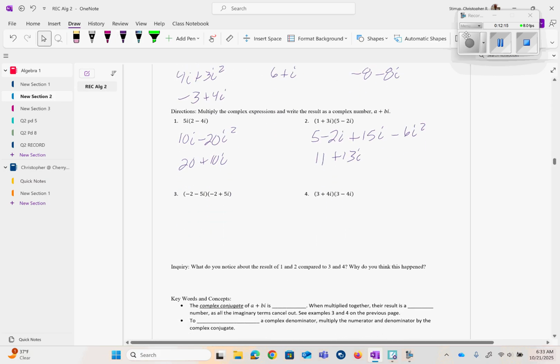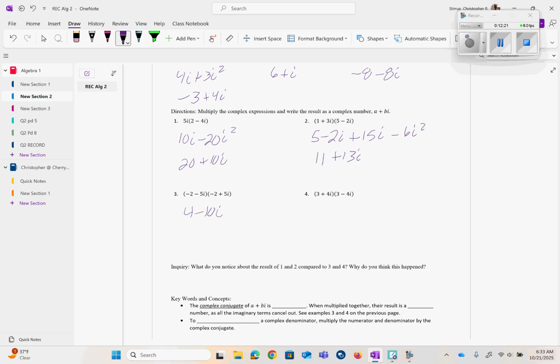Number 3, we're going to go ahead and FOIL it. So negative 2 times negative 2 is 4. Negative 2 times 5i is negative 10i. Negative 5i times negative 2 is positive 10i. And negative 5i times positive 5i is negative 25i squared. i squared is negative 1 times 25, so that's positive 25. Add that, so that's going to give me 29, and those look like they cancel out.